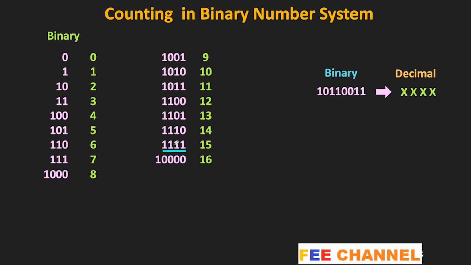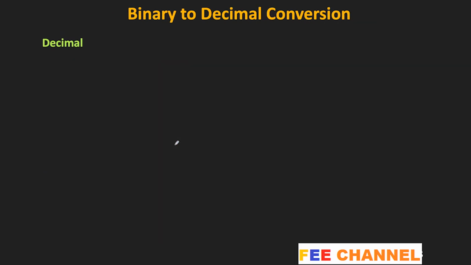But the question is, suppose we do not have this correlation table, and we want to convert some binary number into the decimal equivalent, then how can we do it. And that is exactly what we are going to learn next. That means if we have any binary number, then how can we convert it into the decimal equivalent number.